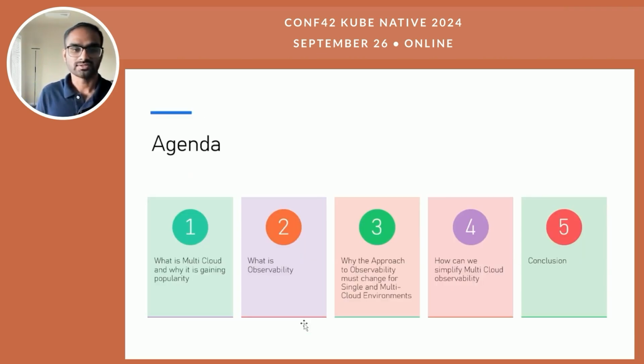Let's get started with the agenda. First, we'll talk about what is multi-cloud and why is it gaining a lot of traction. Second, we'll look into what is observability. Third, we'll look at why is observability complex in the multi-cloud architecture. Then we will look at how to simplify it, and then we will conclude the talk.